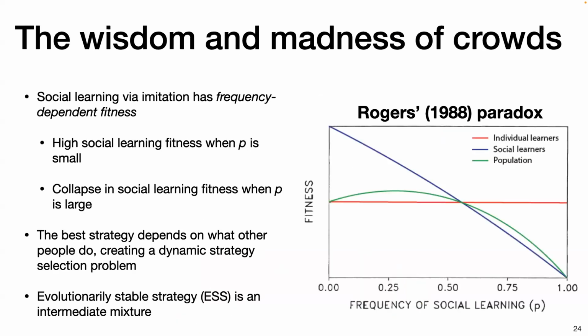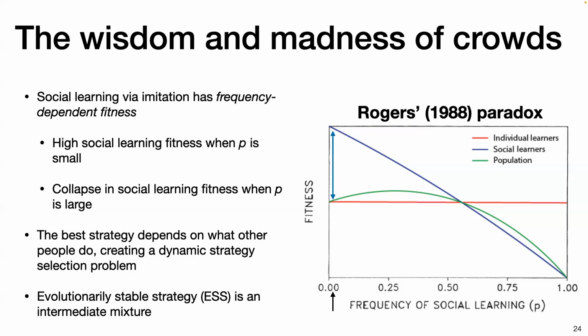Now, this type of very simple conformity bias also helps illustrate some of the wisdom and madness of crowds that Kameda Sensei was talking about in the morning. One phenomenon that illustrates this quite well is known as Rogers paradox, which illustrates the fact that social learning via imitation has frequency-dependent fitness, meaning that how good I am, how successful I am when I imitate really depends on what everyone else in the population is doing. So let's consider a very simple situation where the fitness of individual learners always remains the same. Now, the fitness for the social learners in blue is really going to depend on the frequency of other social learners in the population. And here, the social learners are just doing imitation.